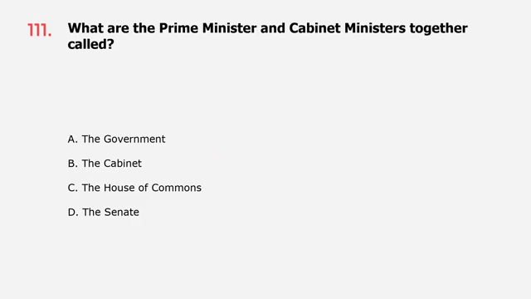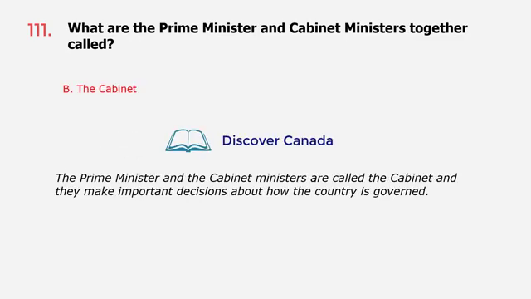Question 111. What are the Prime Minister and the Cabinet Ministers together called? A. The Government. B. The Cabinet. C. The House of Commons. D. The Senate. The answer is B. The Cabinet.